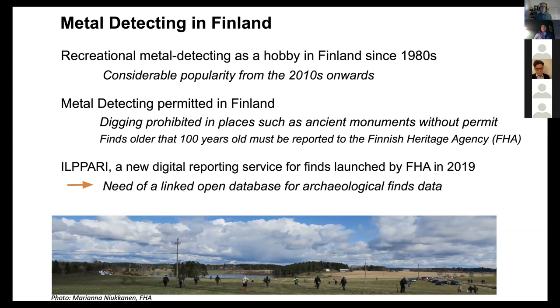In early 2019, the FHA launched Ilppari, a new digital reporting service. The new service streamlined the reporting of the archaeological finds by the public, and the first steps towards web-based citizen science were taken. Even though the reporting became more effective and user-friendly, the new reporting system was primarily designed to support administrative processes in the management of finds. The service, however, does not give access to the find data for broader public dissemination. So there was a need to develop a platform to disseminate and share the find data and archaeological information.